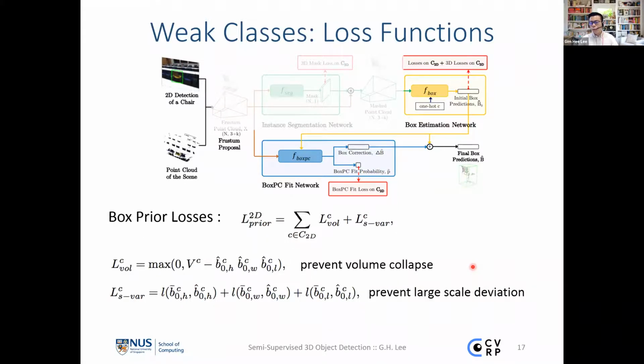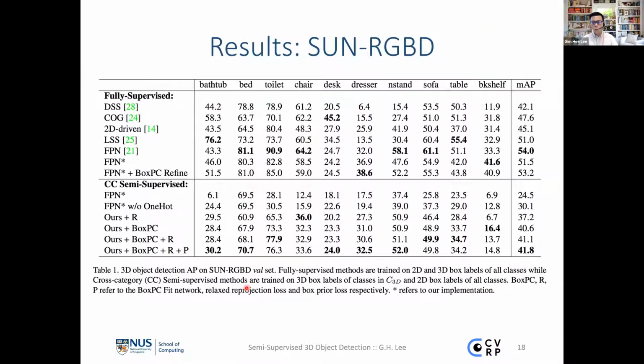We further add the box prior losses to prevent volume collapse and large deviation of the scales of the estimated 3D bounding box. Here, we penalize the network when the volume and scale of the estimated 3D bounding boxes are too far off from the mean volume and mean scale per object class. We test our in-category semi-supervised learning framework from RGB-D data on the benchmark indoor SUN RGB-D and outdoor KITTI datasets.